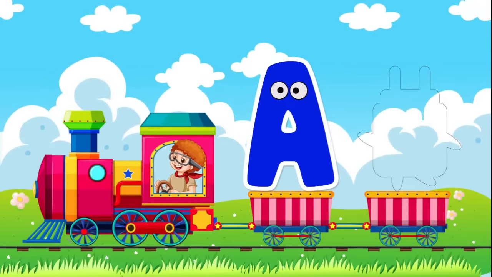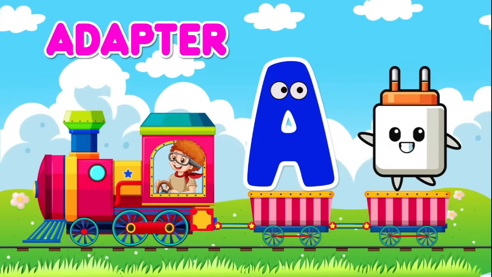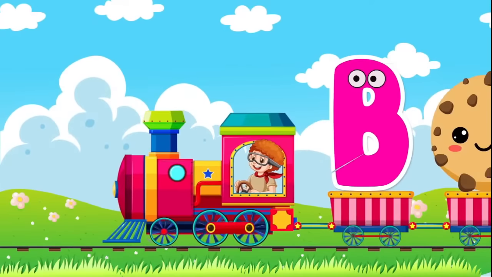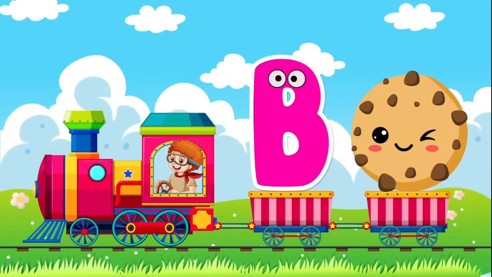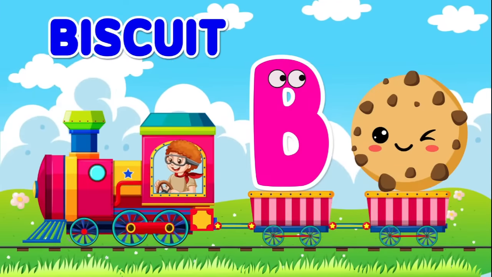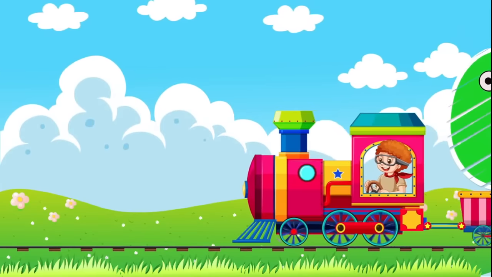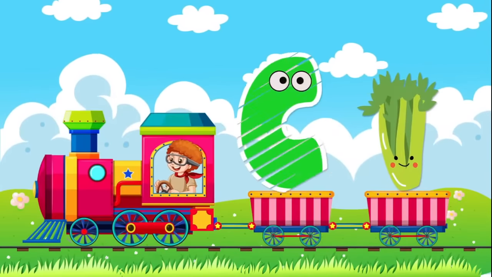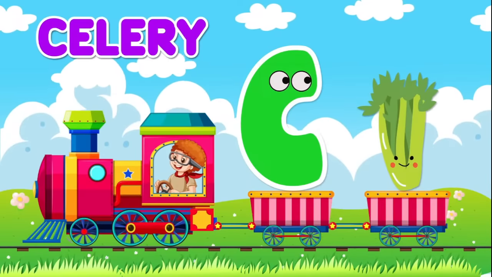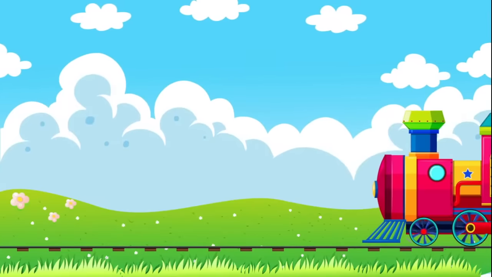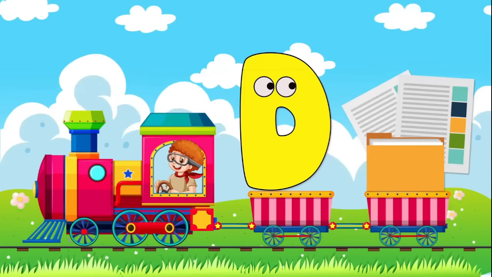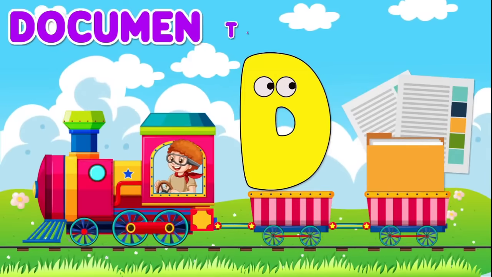Letter A. A says adapter. Letter B. B says biscuit. Letter C. C says celery. Letter D. D says documents.